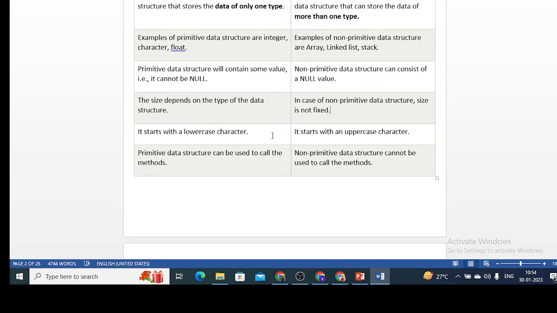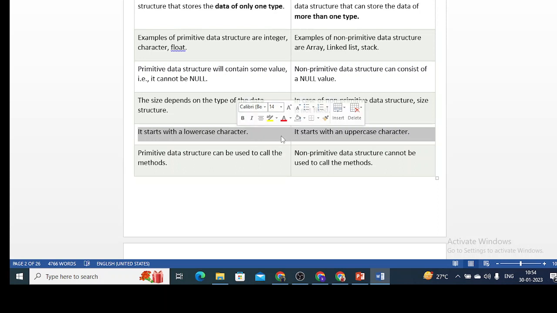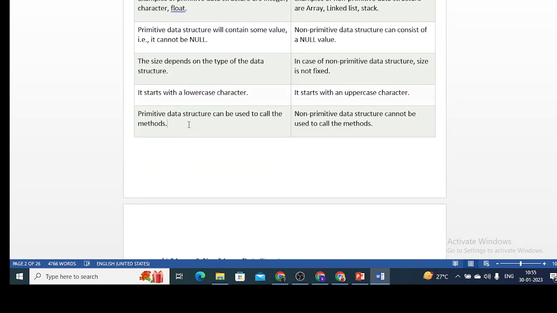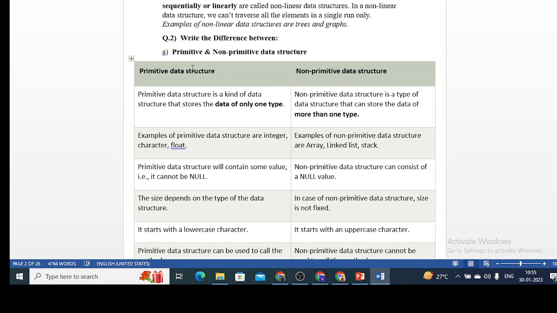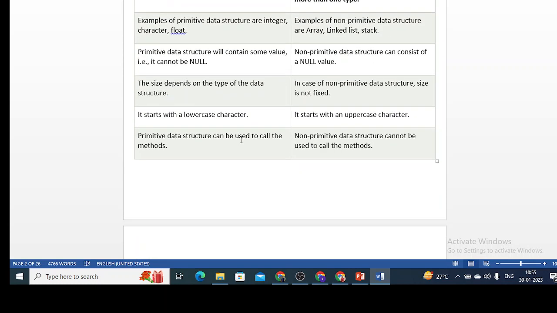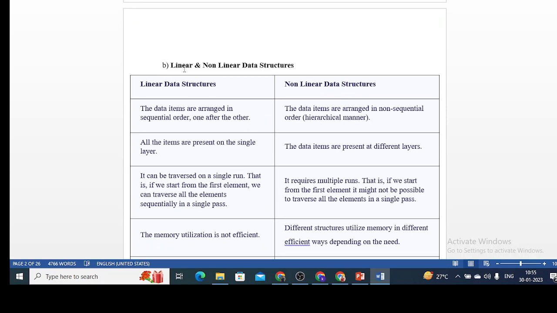Then it starts with lowercase and this starts with uppercase, although it is not compulsory, it is your choice what name you want to give to your variable. Primitive data structure can be used to call the methods, and non-primitive data structure cannot be used to call the methods. Okay, so this is the difference between primitive and non-primitive. This is question number 2A. Now moving to the next question, that is 2B, linear and non-linear data structure.